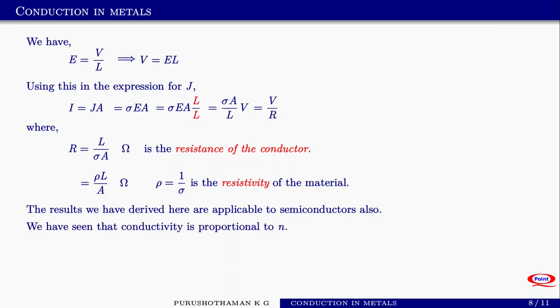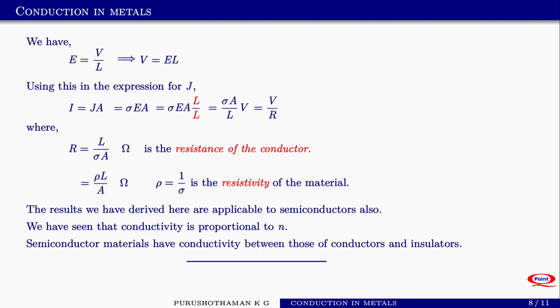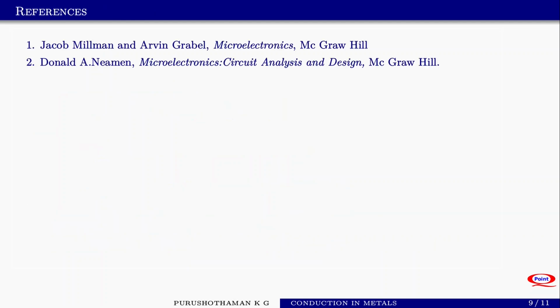So we have seen that the conductivity is proportional to n, the concentration of electrons. Concentration of electrons means the number of electrons per unit volume of the material. Semiconductor materials have conductivity between those of conductors and insulators. Now we turn to semiconductors in the next lecture.